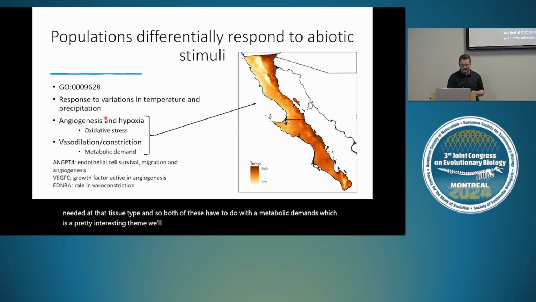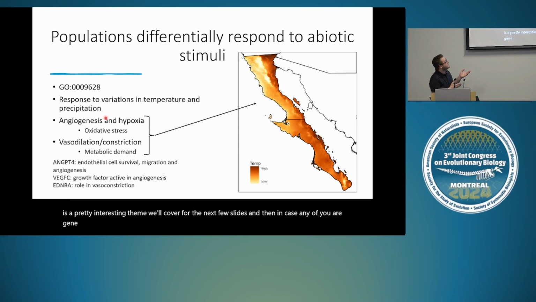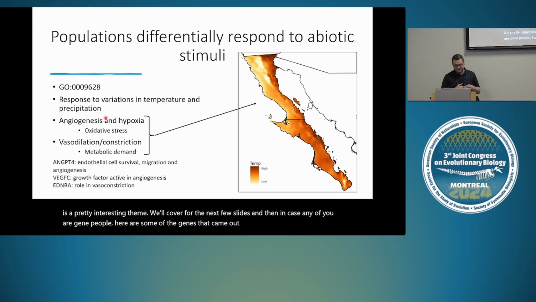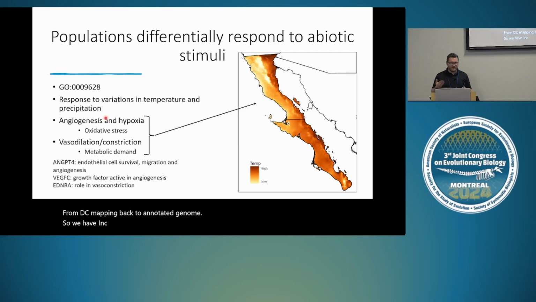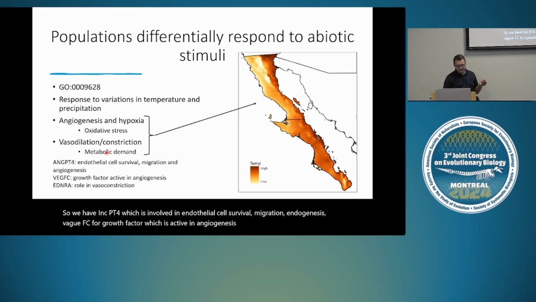And in case any of you are gene people, here are some of the genes that came out from DESeq, mapping back to the annotated genome. We have ANGPT4, which is involved in endothelial cell survival, migration, and angiogenesis; VEGFC, a growth factor active in angiogenesis; and EDN, which has a role in vasoconstriction. I'm trying to show you some of the genes that have these associations to make a more tangible result for you.